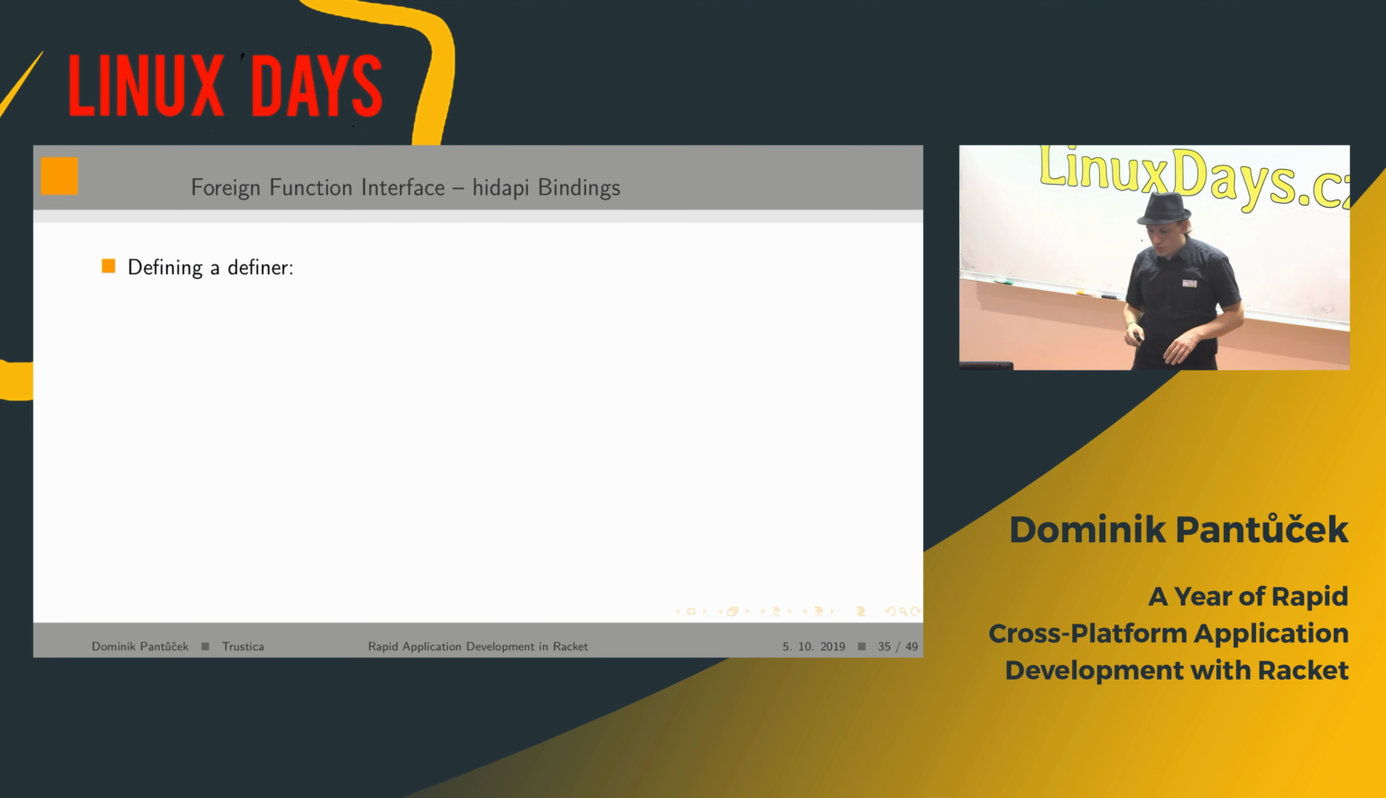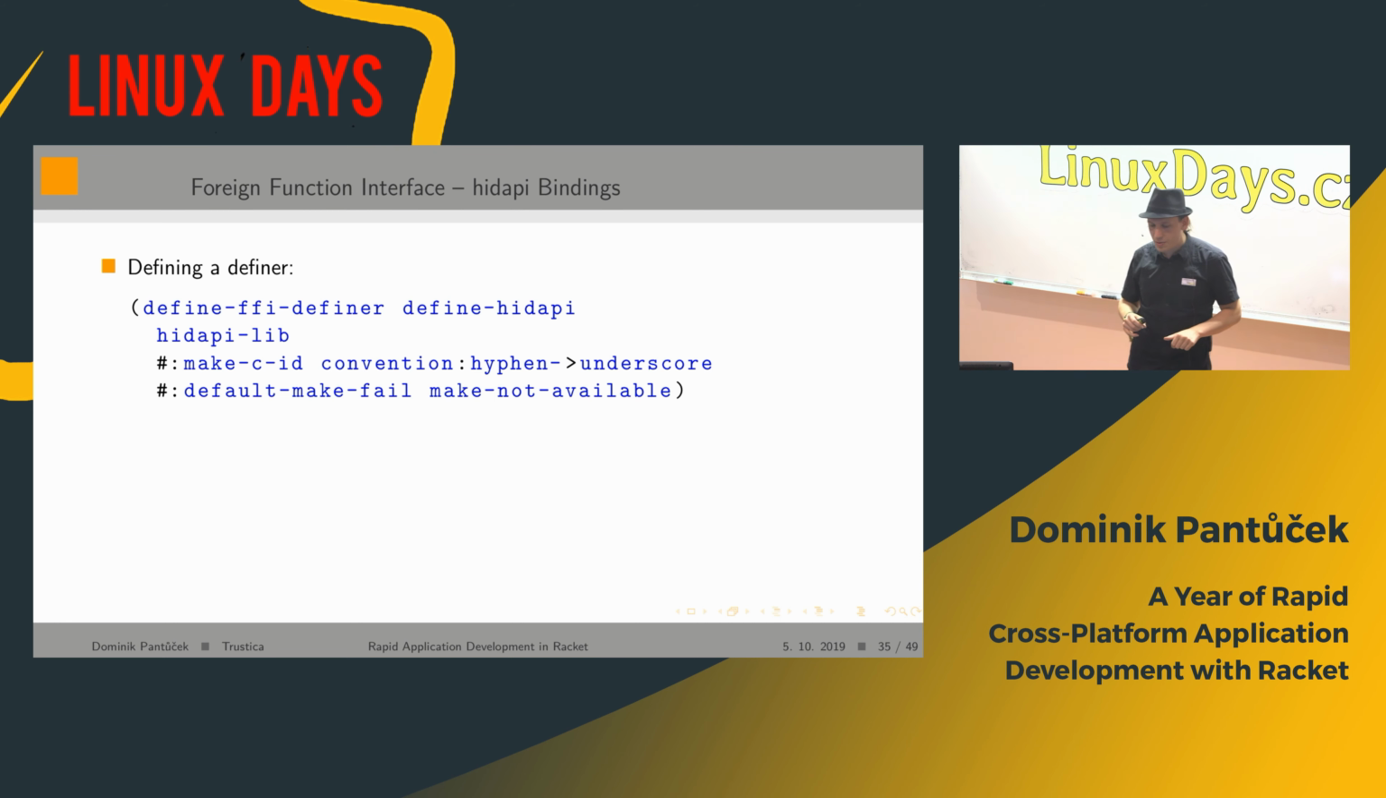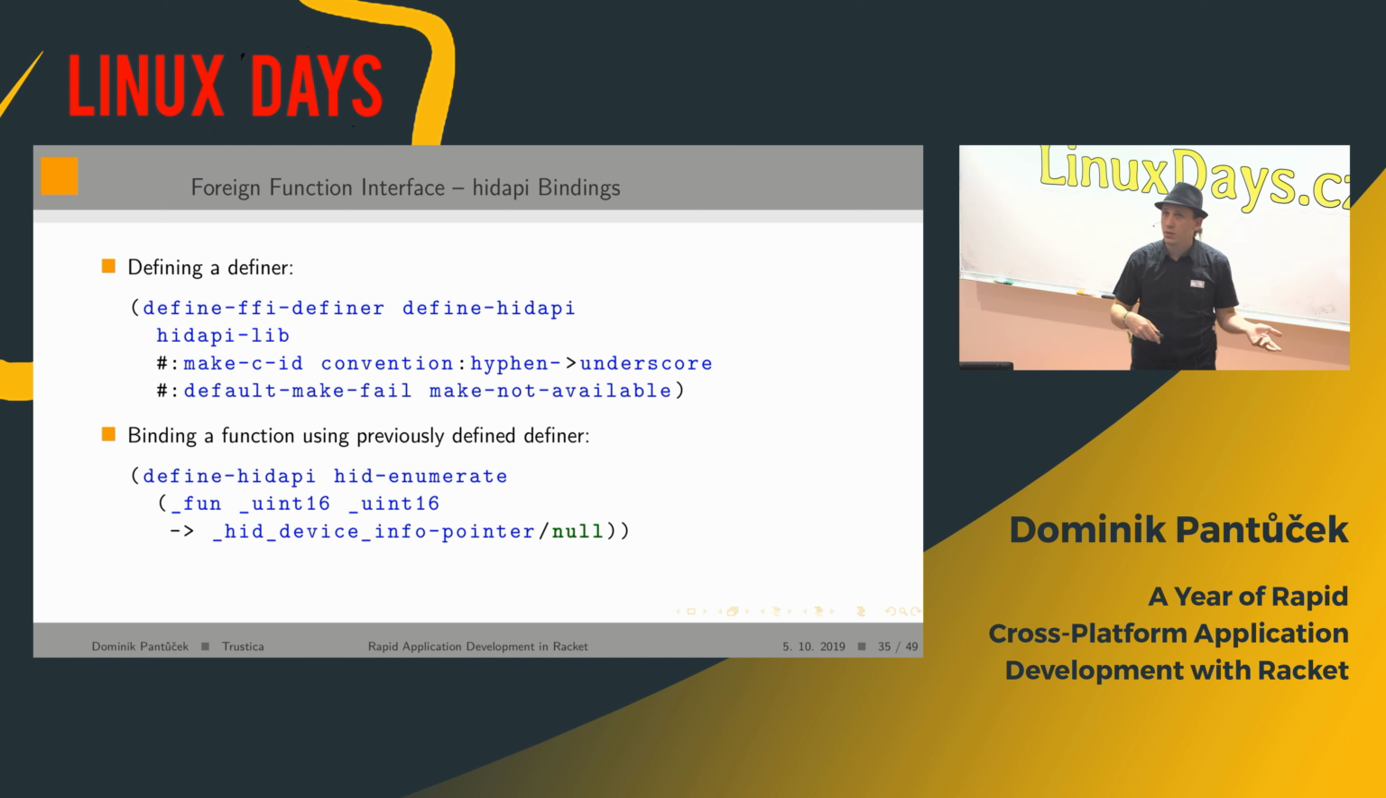Now, if you want to call some functions, you first need to define a definer for the given library. Definer means, hey, here's a library, and I want to use some functions. How do I do that? With a definer, which is basically a function that can give you access to functions in the library. You just bind a function to some symbol. So in this case, I'm using the newly defined definer to bind the hid_enumerate function to the same name here.